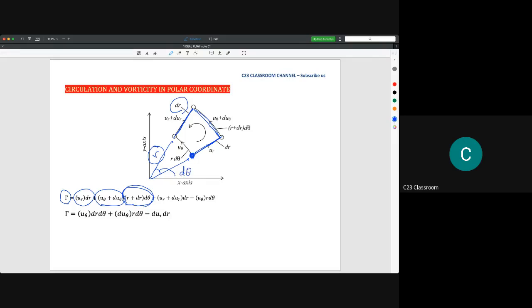And then for this one, because this is the negative direction, we have a negative term, and then here again a negative term, so it has negative u theta r d theta. And if we solve this one, we could get this term. So this is the circulation in polar coordinates.